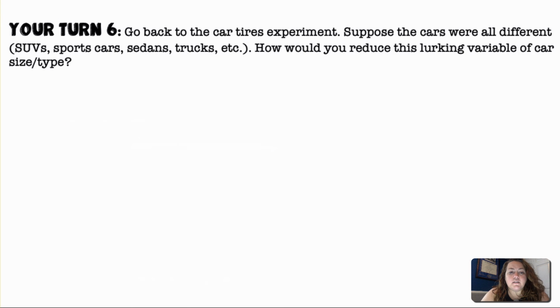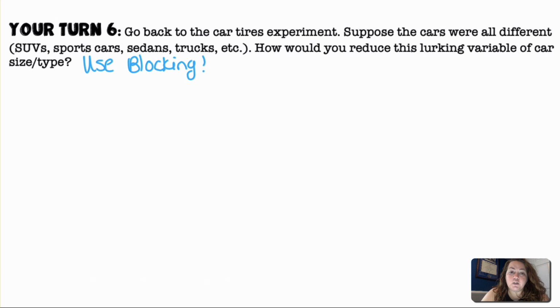All right, your turn 6. Go back to the car tire experiment. Suppose the cars were all different. So you have SUVs, sports cars, sedans, trucks, etc. How would you reduce a lurking variable of car size or type?